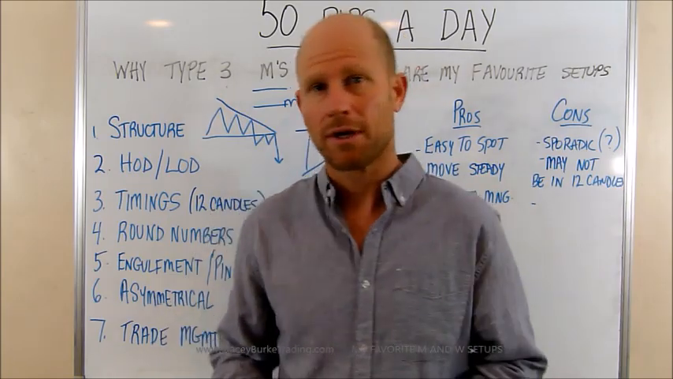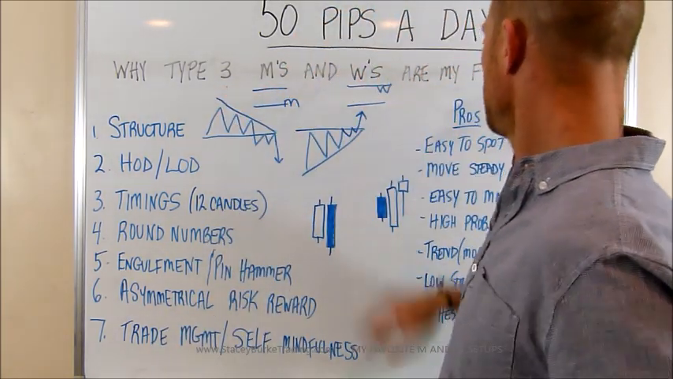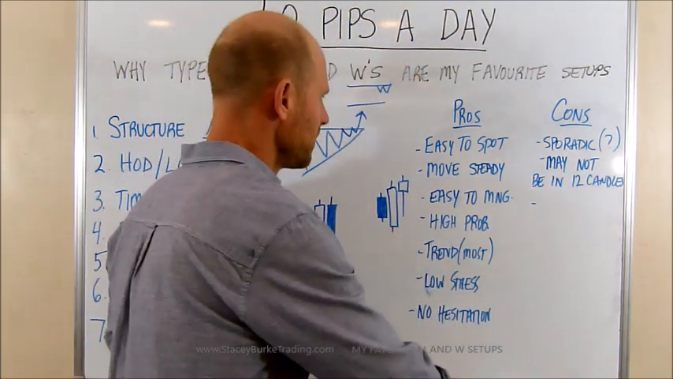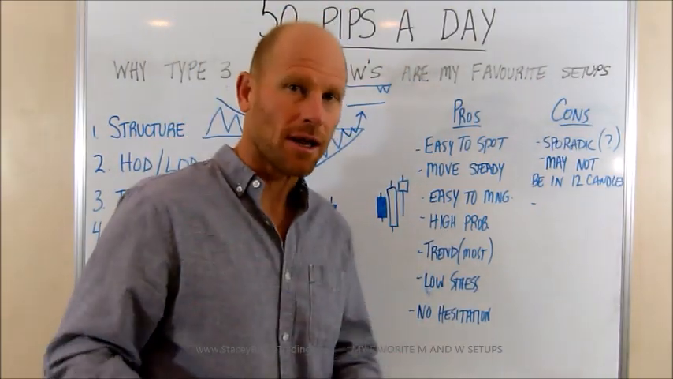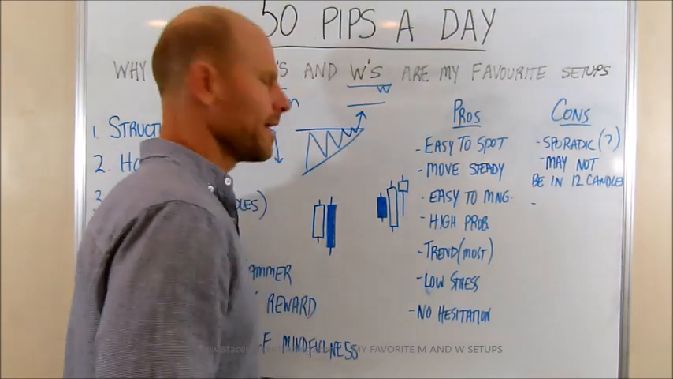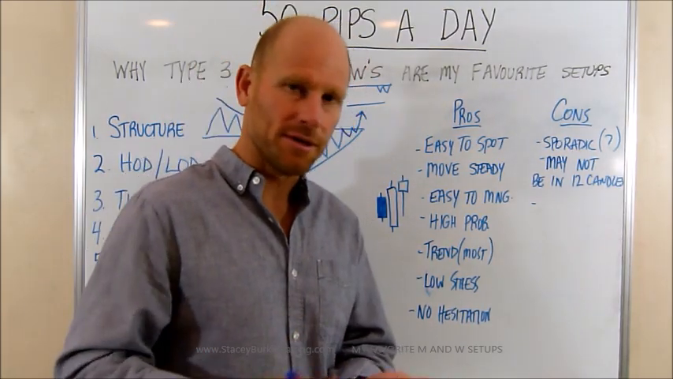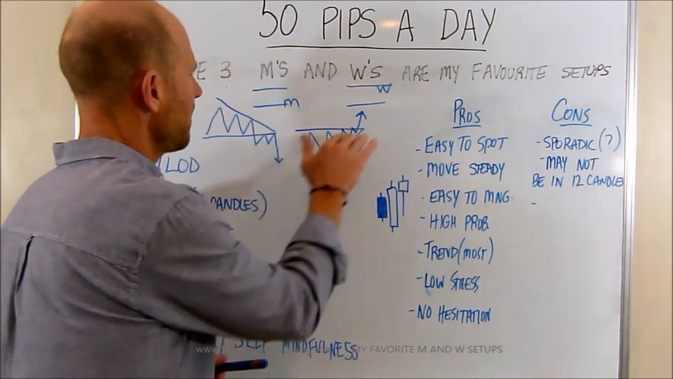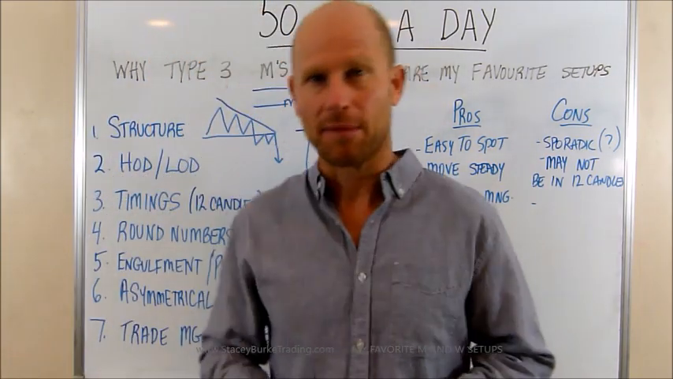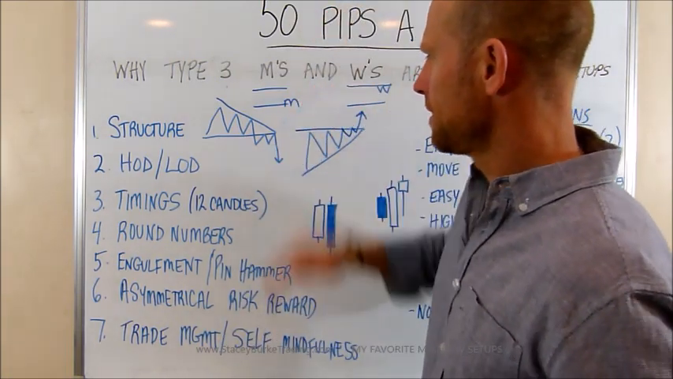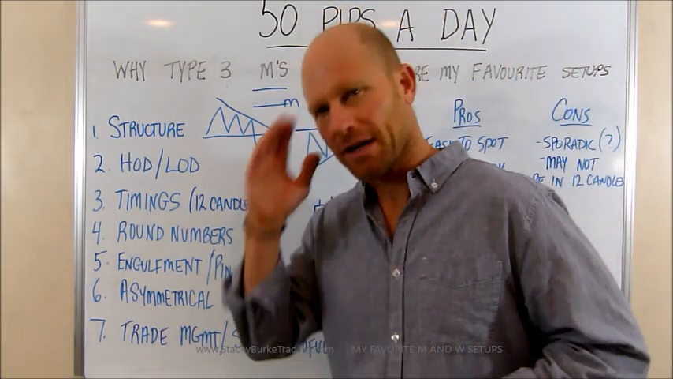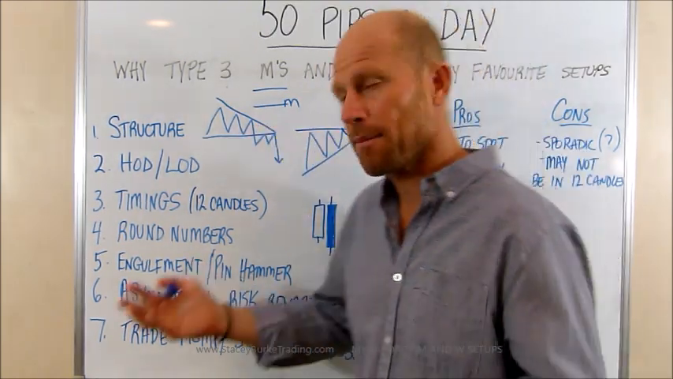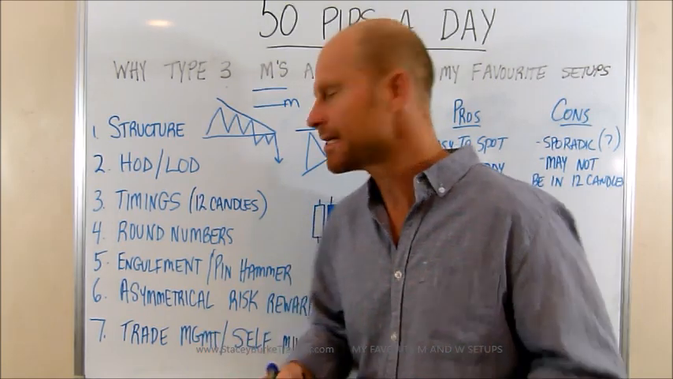Okay, so today we're going to talk about why type 3 M's and W's are my favorite setups. Now, in one of my previous videos, I talked about one of my favorite sell high setups. And yesterday we talked about type 1, type 2, type 3 M's and W's, when we want to look for them. But I have to say type 3 are my favorites, because for me, they're something that I can pick up on really easy. This is sort of similar to my sell high setup. It is a type 3 selling high setup.